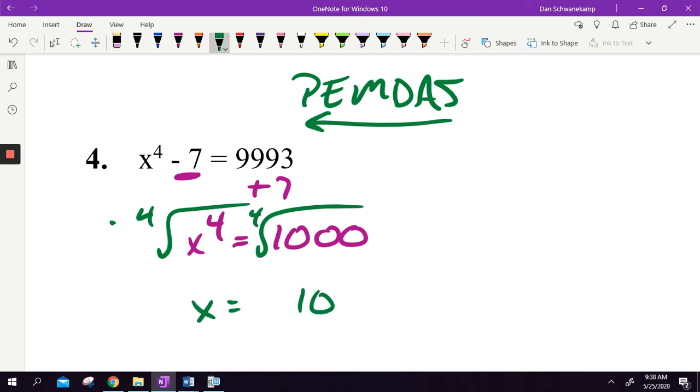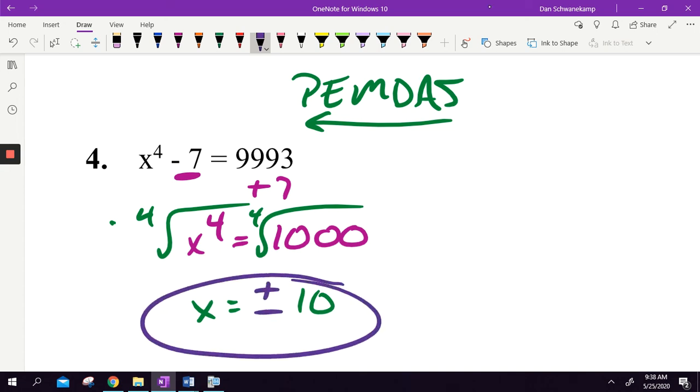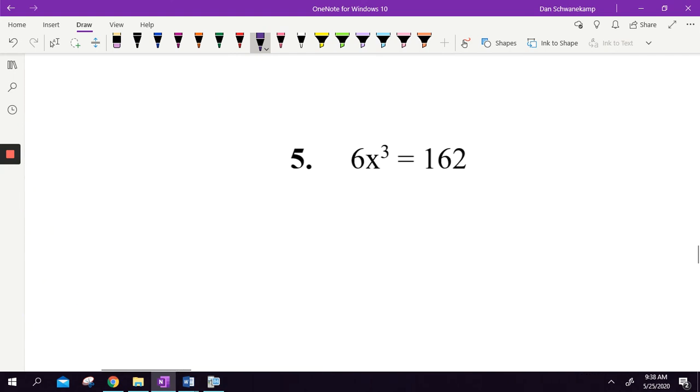The answer is not 10, though. Why? Because I took the fourth root, and if I take the fourth root, I need plus or minus. That's going to get me my answer. What number multiplies together 4 times to get me 10,000? The number 10. 10 times 10 is 100, times 10 is 1,000, times 10 is 10,000.